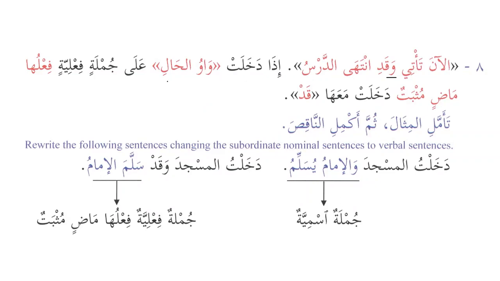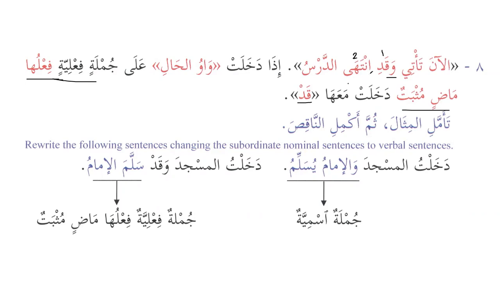إذا دخلت واو الحال على جملة فعلية فعلها ماض مثبت دخلت معها قد. So whenever واو الحال comes with a verbal sentence, فعلها ماض مثبت, its verb is affirmative and past. So two conditions: it should be past and it should be positive or affirmative. But دخلت معها قد, and also it should have قد with it. So what are the two conditions that we need? After waw we need to have qad, and the sentence should be affirmative and past tense.